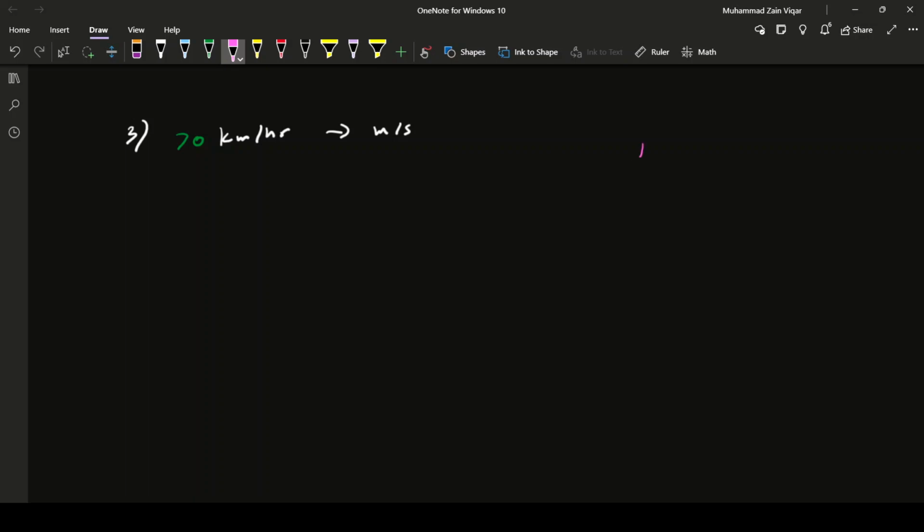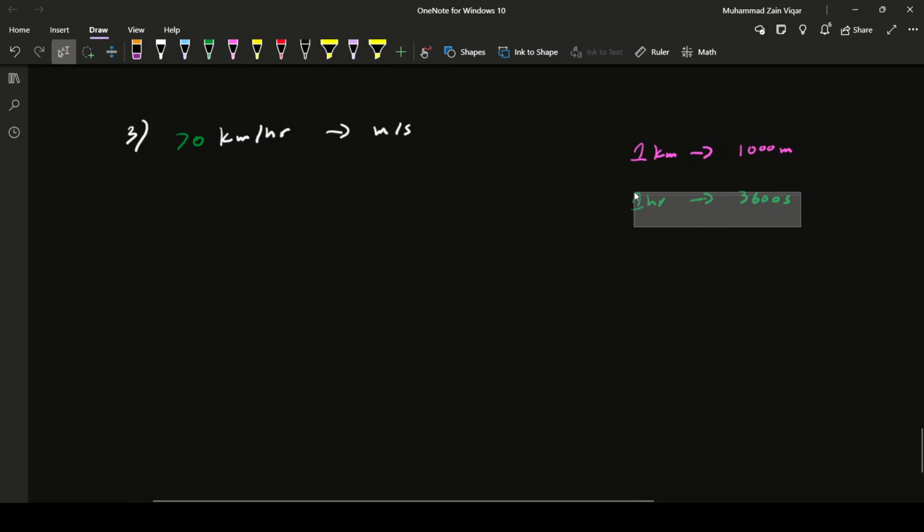I would first write the conversion factors. 1 kilometer is equal to how many meters? It's equal to 1000 meters. And 1 hour is equal to how many seconds? You could check this. 1 hour contains 60 minutes, and each minute has 60 seconds. So 60 multiplied by 60 gives me 3600 seconds. That's the amount of seconds I have in 1 hour.